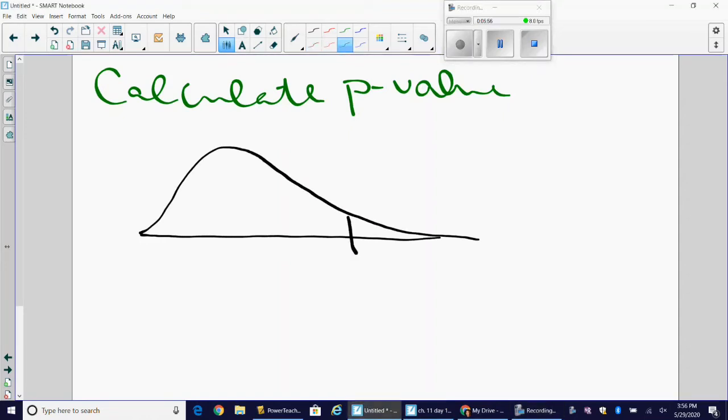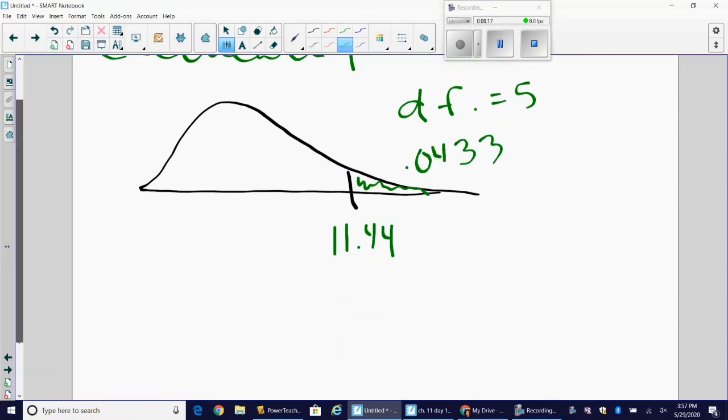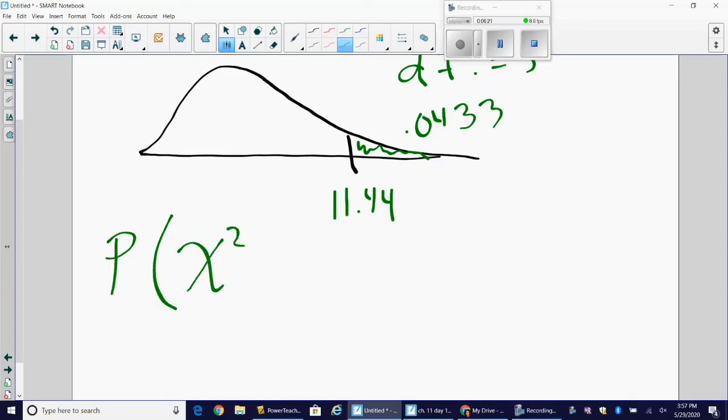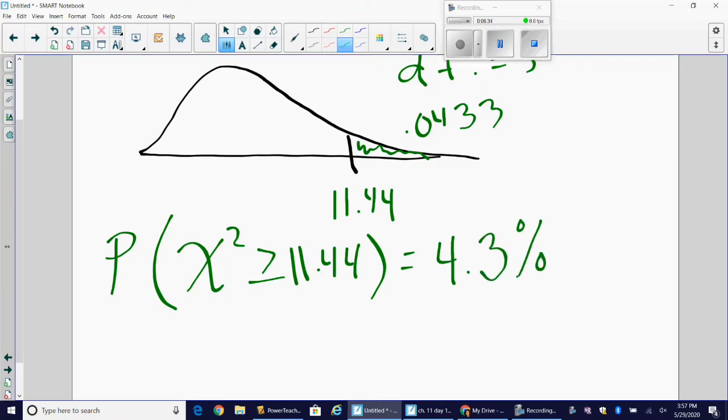So now that all those things have been met, we can calculate the p-value. You're going to want to use your calculator or a table for this, but we have to find that area up in the right tail, and I'll show you how to do this on the calculator. To get a p-value of chi-squared is greater than 11.44, that is a 4.3% chance.